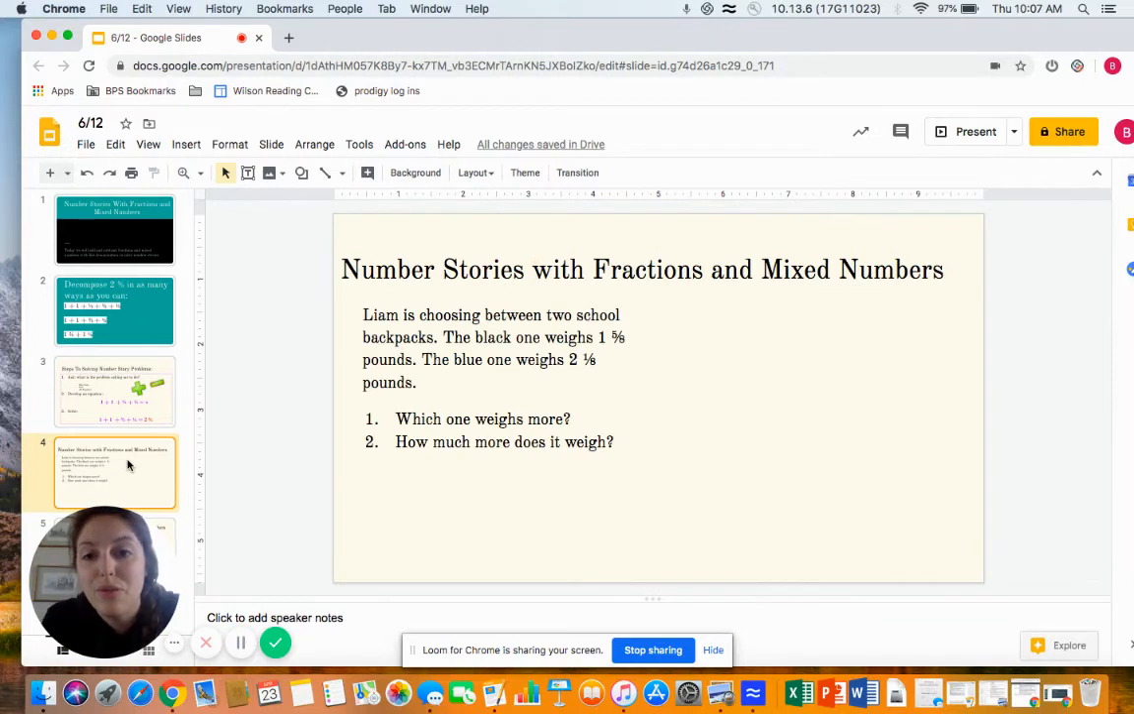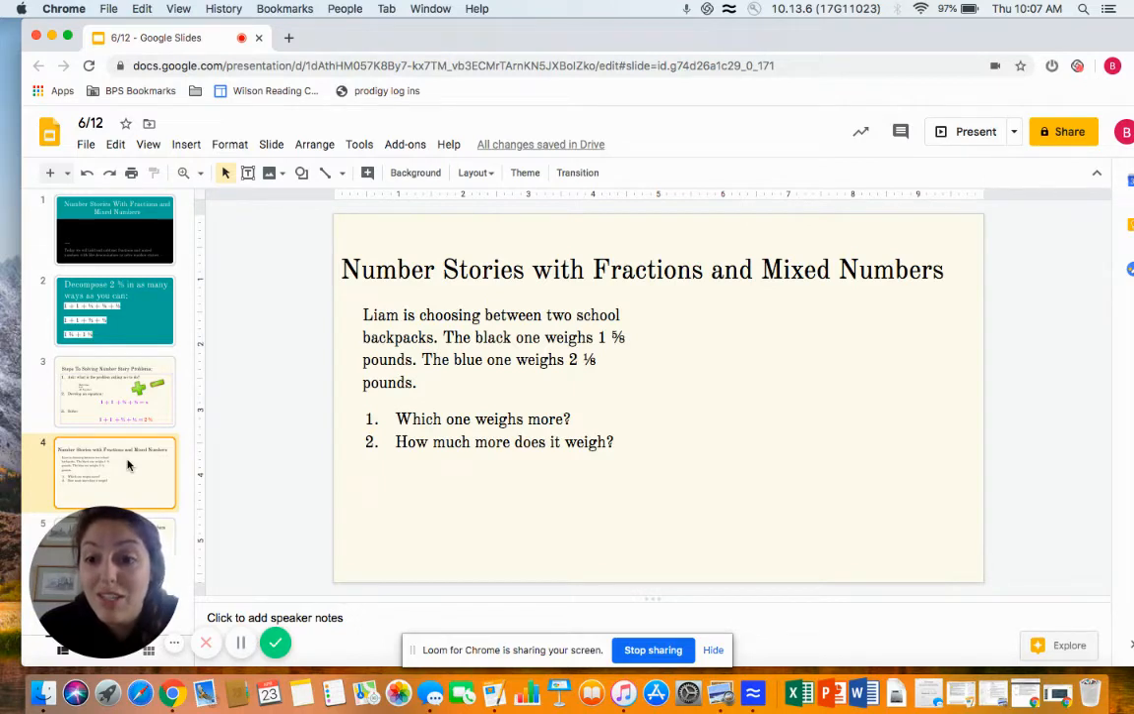I'm going to read our story problem to you. Liam is choosing between 2 school backpacks. The black one weighs 1 5/8 pounds. The blue one weighs 2 1/8 pounds. Which one weighs more, and how much more does it weigh?